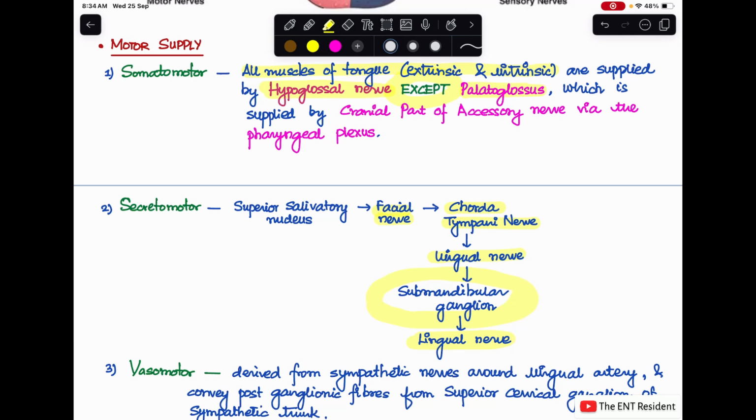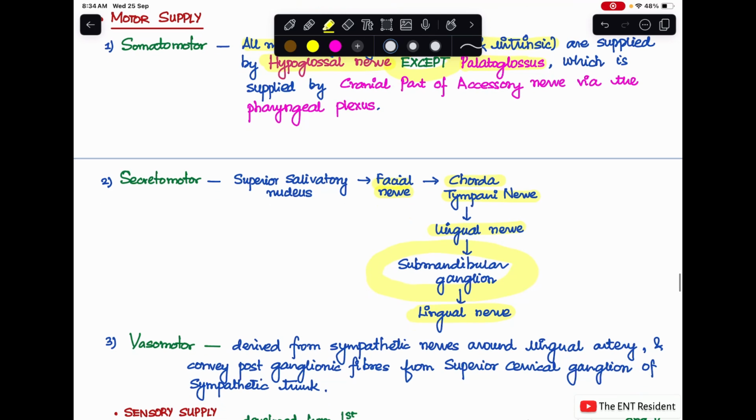What do you mean by secretomotor? The ones that are helping in secretion in the tongue, the different secretions that come out of the tongue. So, this is the secretomotor supply. I'll be talking more about the taste pathway in a different video, which is a whole other big topic to be talking about. The last part in the motor supply of the tongue is the vasomotor supply.